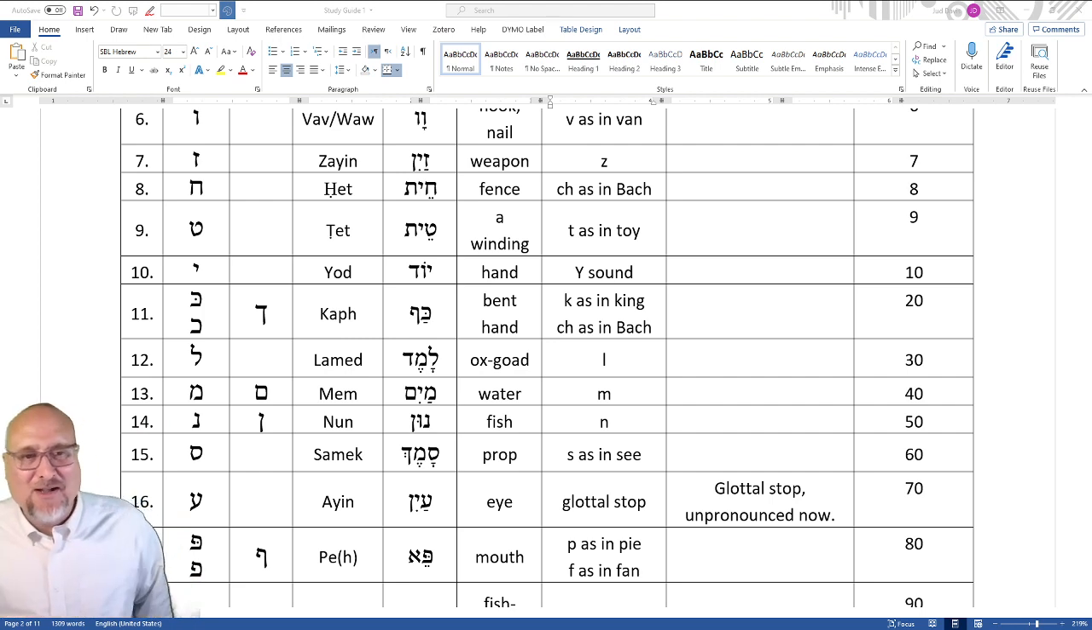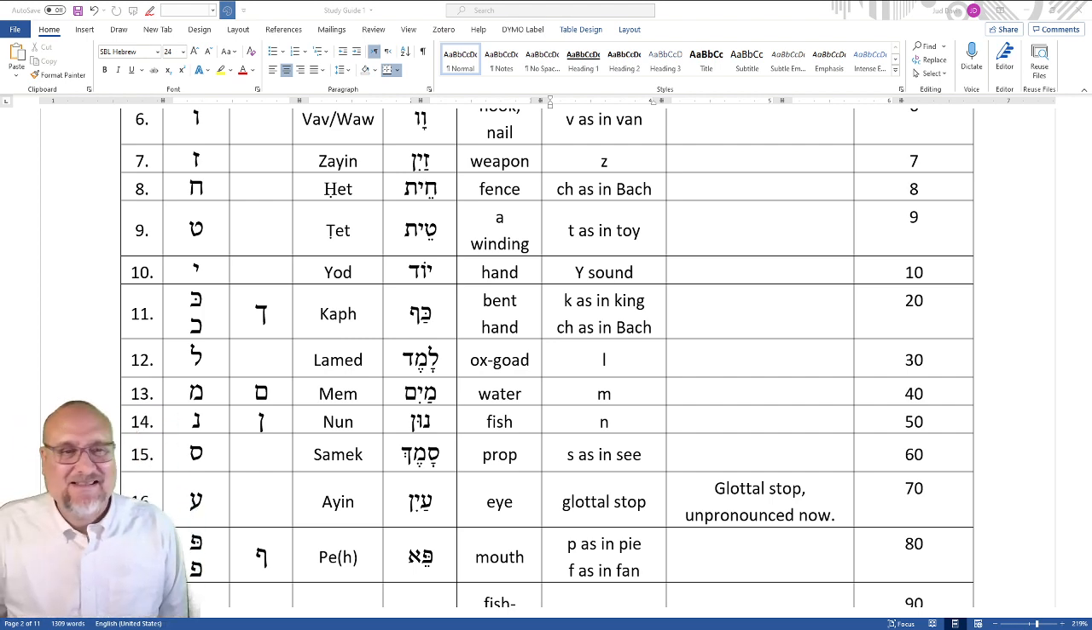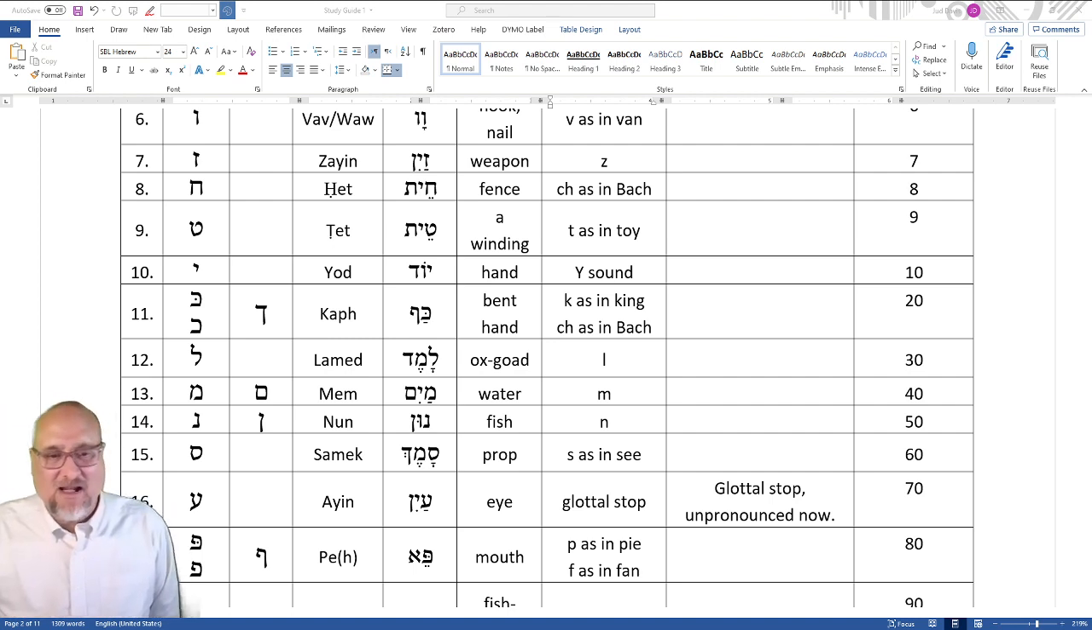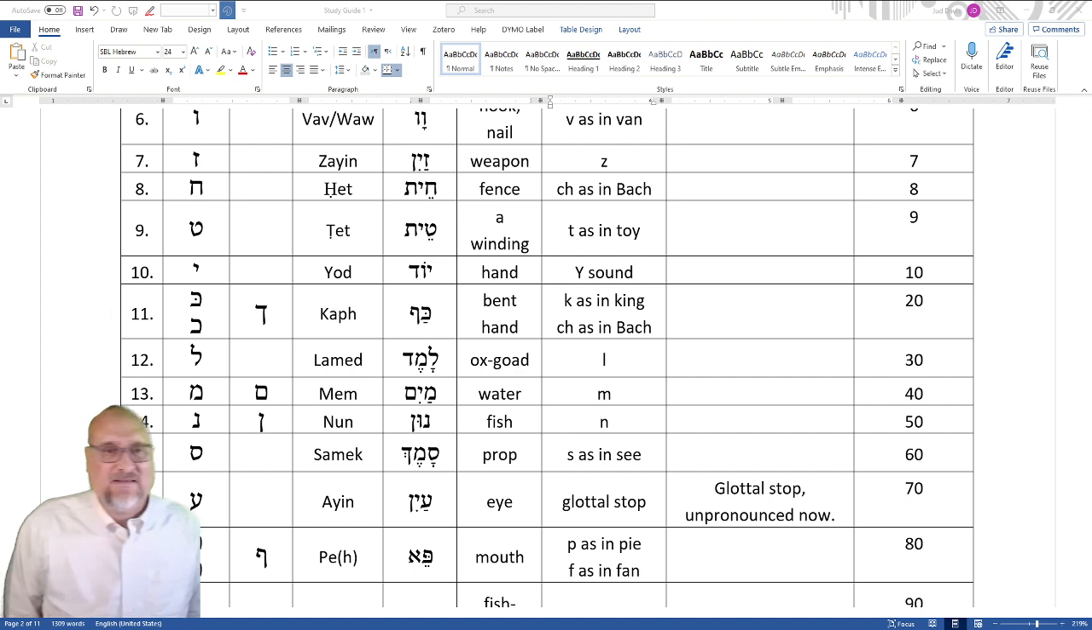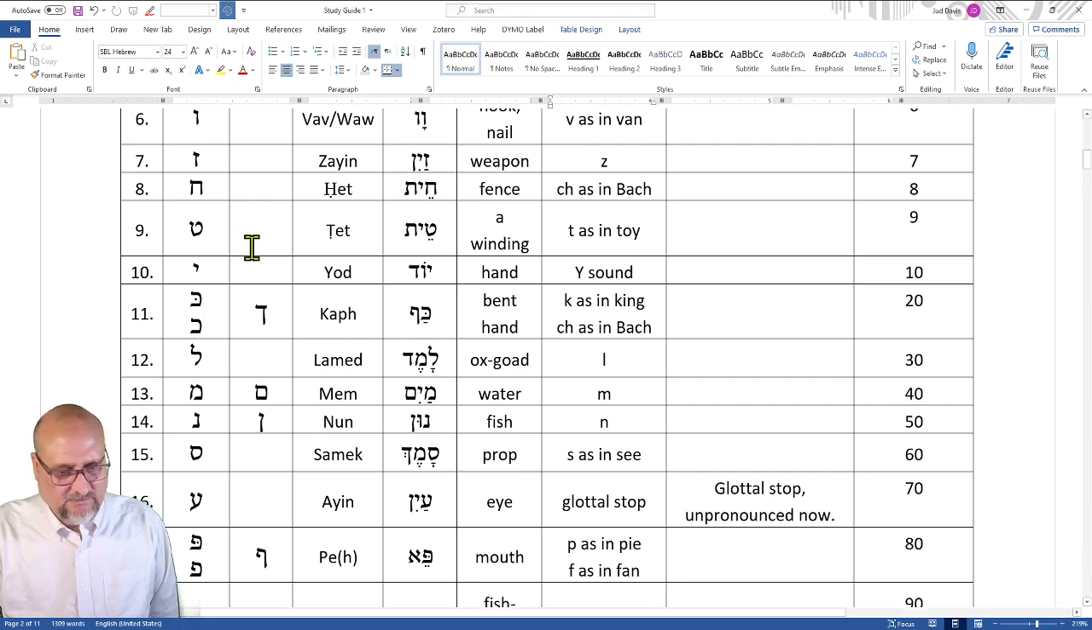Scott, would you like to try? I saw a smile there. No, that's cowardice coming through. I can do it by reading though. Okay. Aleph, Bet, Gimel, Dalet, Hey, Vav, Zayin, Het, Tet, Yod, Kaf, Lamed, Mem, Nun, Samik. Perfect.